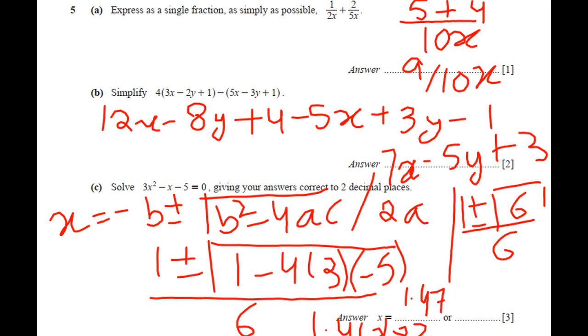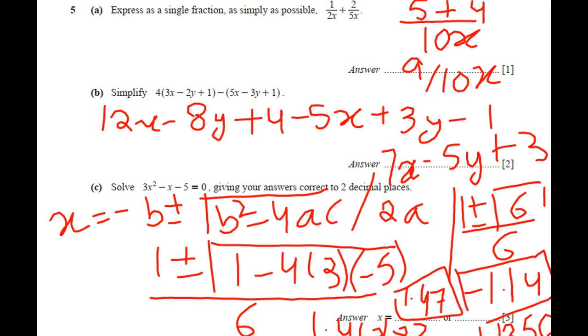And then the next answer is negative 1.1350 something. So when you round it off to 3 significant figures, you get minus 1.14. So these two are the final answer. You were supposed to apply the quadratic formula here.